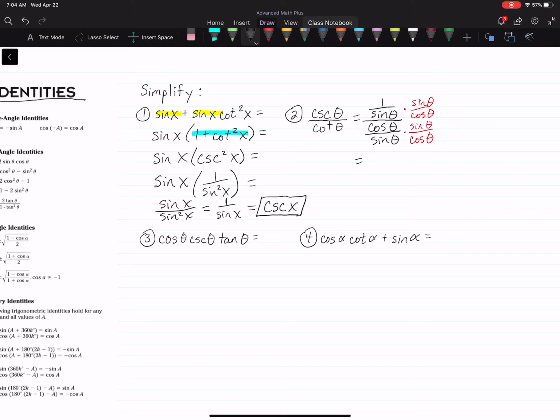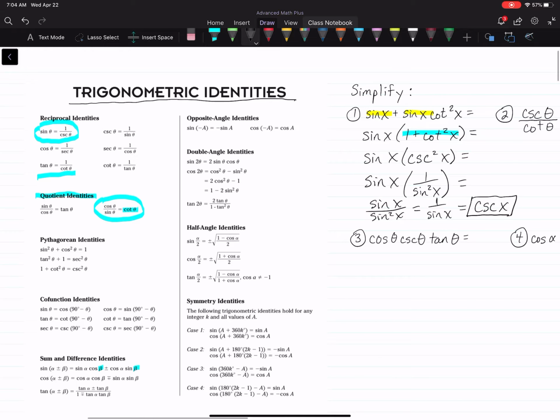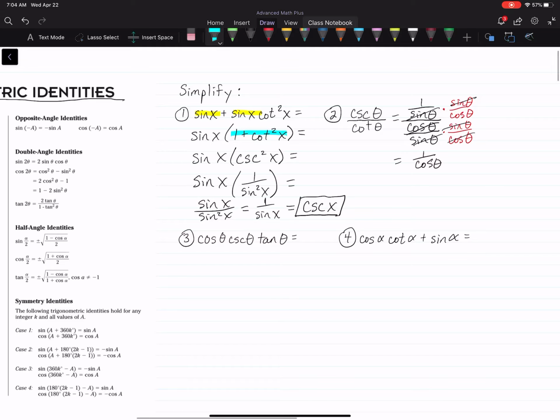So this is our fractions here. So these sines cancel, and we're left with 1 over cosine of theta. On the bottom, everything cancels, which is what we wanted. The sines cancel, and the cosines cancel. So we're left with 1 over cosine, which, if you look at your identities, we have another one right here. It says cosine equals 1 over secant. So here, 1 over cosine will equal secant of theta.